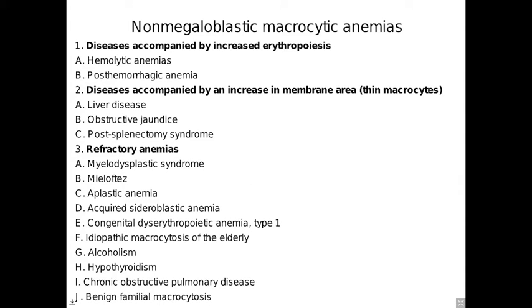Non-megaloblastic type, another part of the macrocytic anemia, is not associated with the megaloblastic type of erythropoiesis. Examples are hemolytic anemia, post-hemorrhagic type, liver disease, obstructive jaundice, myelodysplastic syndrome, alcoholism, sideroblastic anemia, and so on.